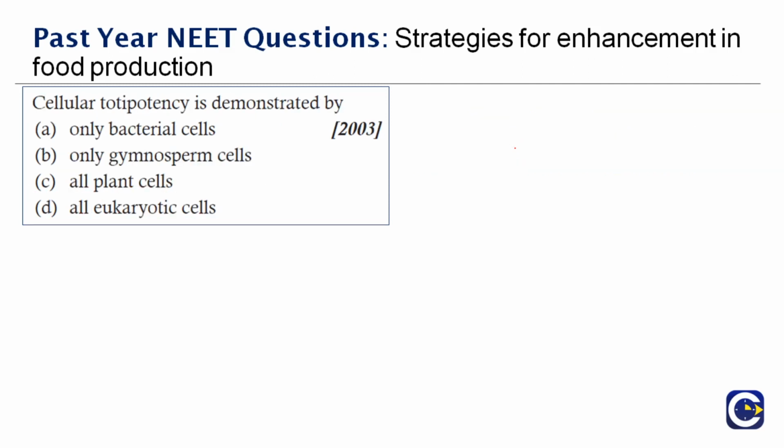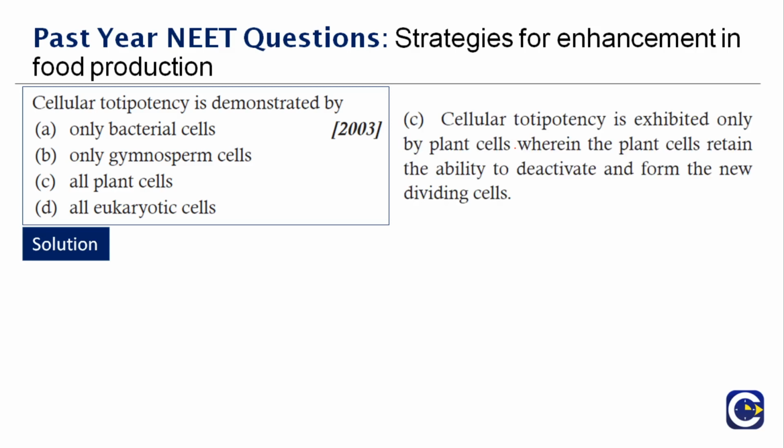Next question here. Cellular totipotency is demonstrated by dash. Okay, cellular totipotency. I told you what is totipotency, right? A single cell which has the capability or the ability to differentiate and develop and to form differentiated cells. So this cellular totipotency is found where? It is actually found in all plant cells. Cellular totipotency is exhibited only by plant cells, wherein plant cells retain the ability to dedifferentiate and form new dividing cells. Therefore, the right answer to this question is option C.